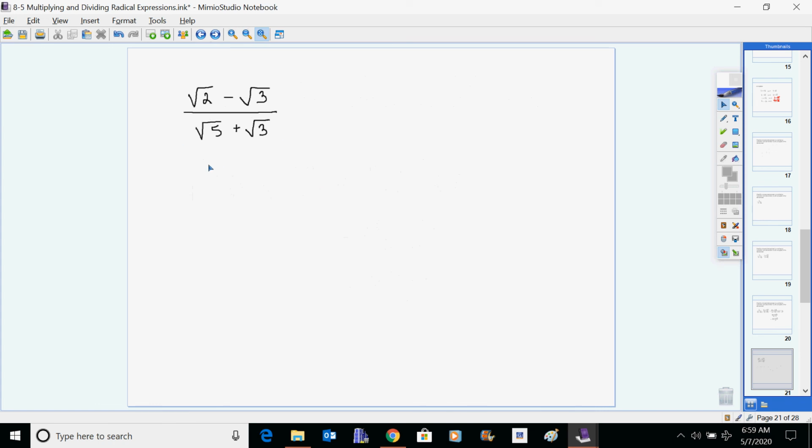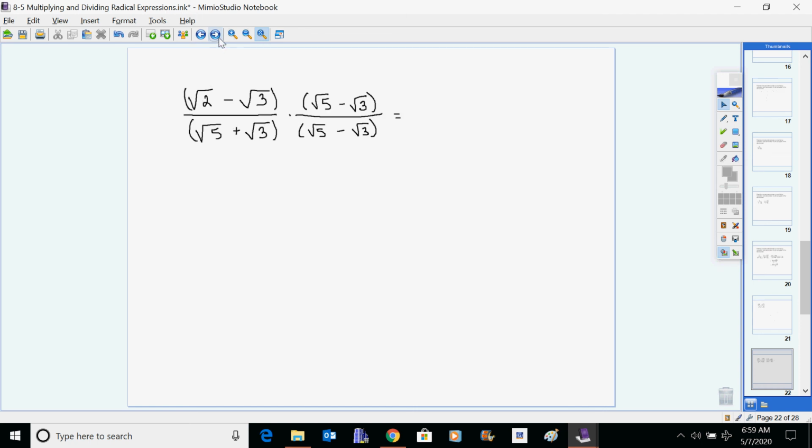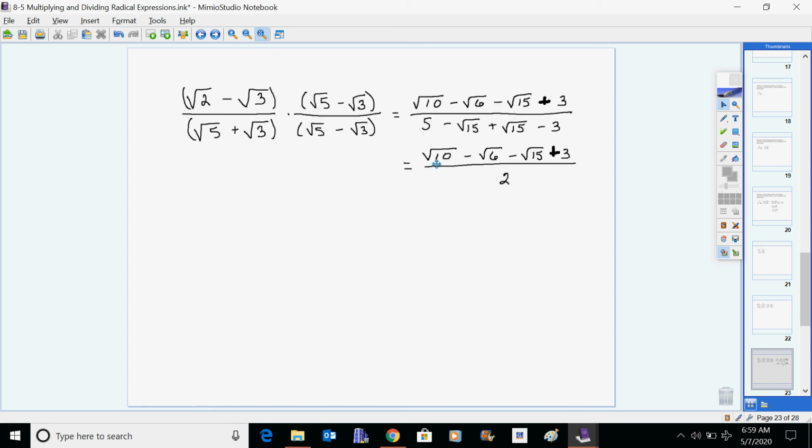You're looking for the conjugate of the denominator. I do have radicals in the numerator. I don't care about them. But to find what I need to multiply by, I have to find the conjugate of the denominator. Here's my conjugate of my denominator. Then multiply. This one has a little bit more as far as the multiplying in the numerator goes.